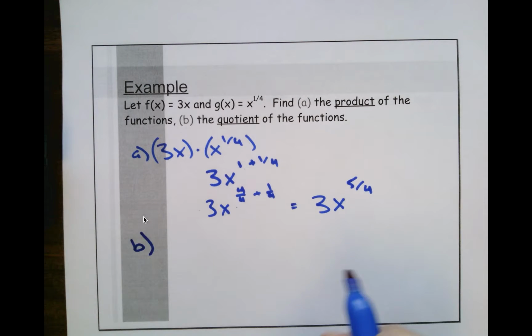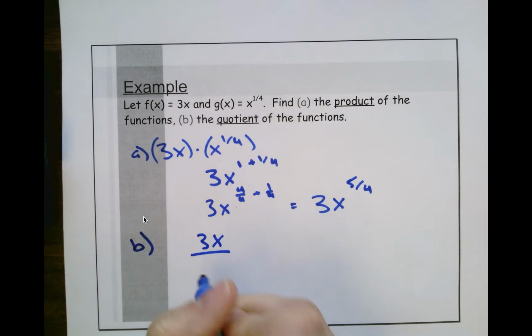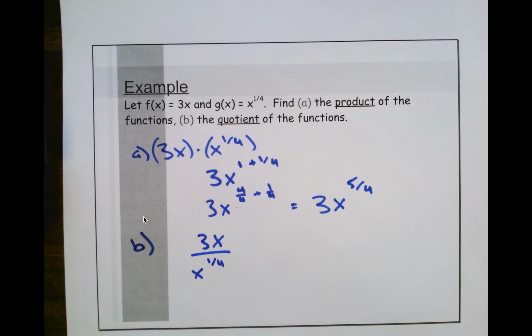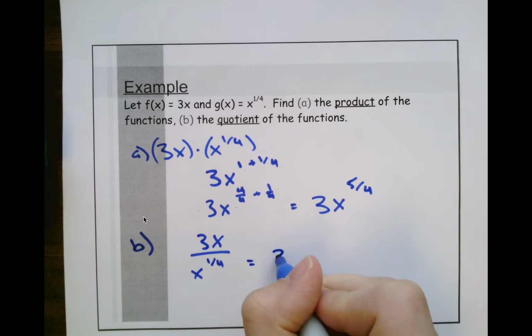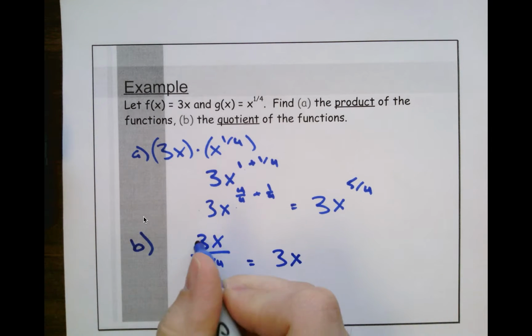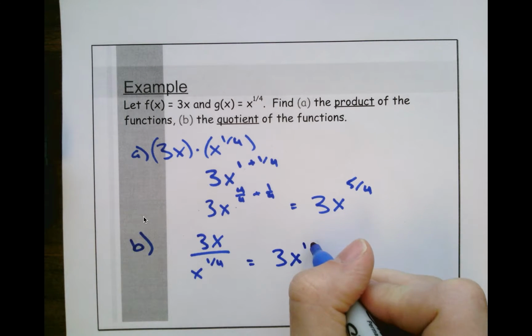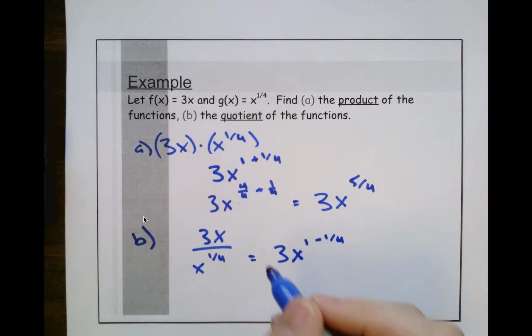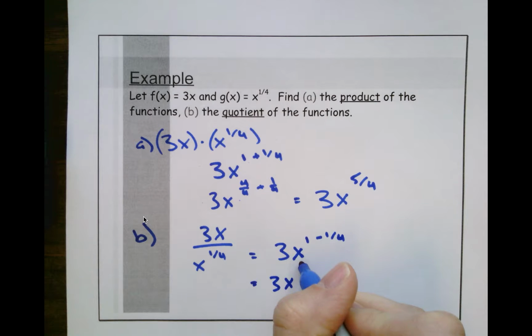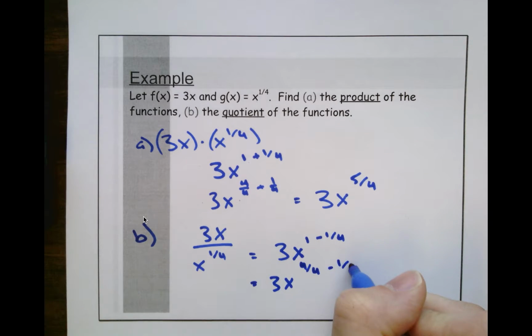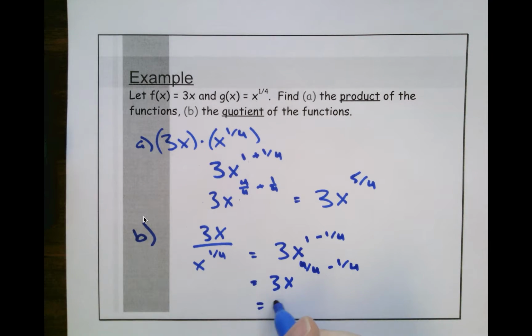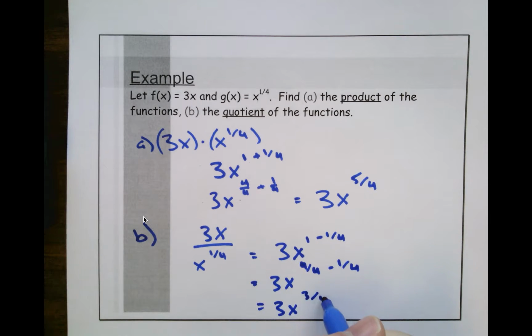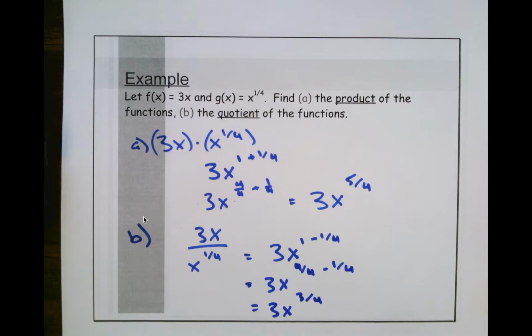And really, the quotients are going to be very similar. We're going to divide 3x and x to the 1/4. Since we're dividing two things of the same base, we need to subtract their exponents. So we're going to have 3x, because 3 divided by 1 would just be 3, to the 1 minus 1/4. Just like we did in part A, we need a common denominator. It would be 3x to the 4 over 4 minus 1 over 4. And I can simplify that: 3x to the 3/4. Okay?